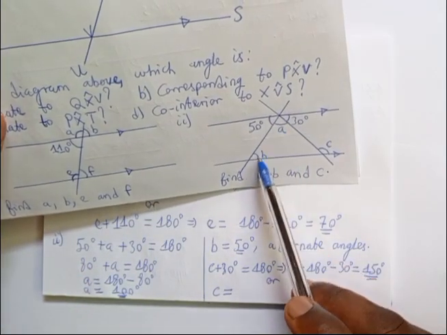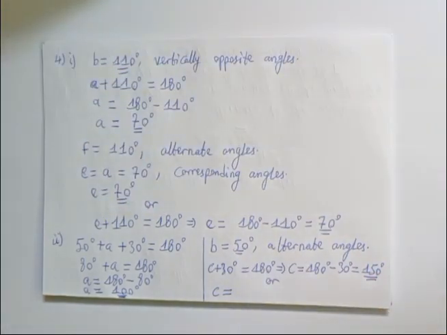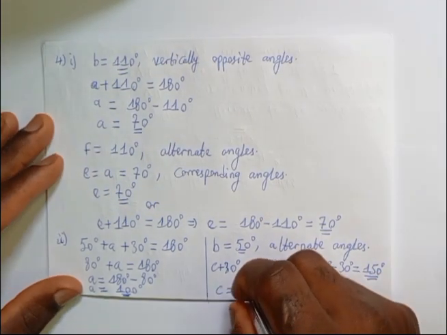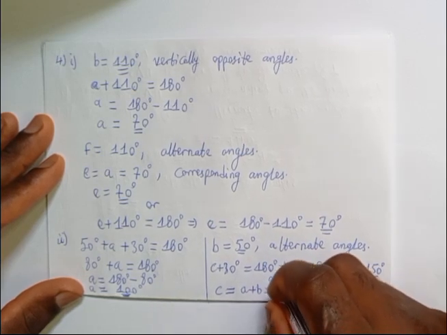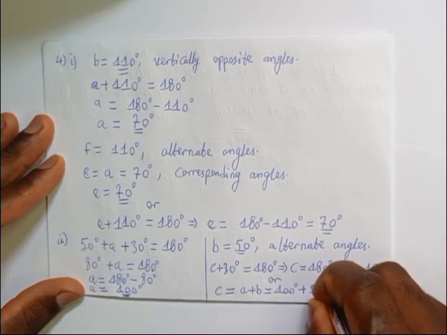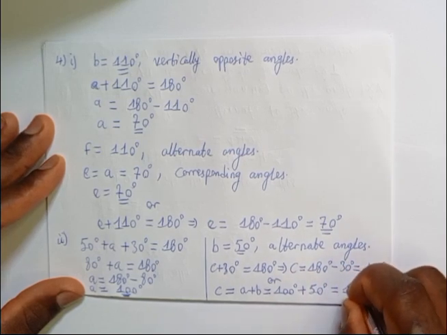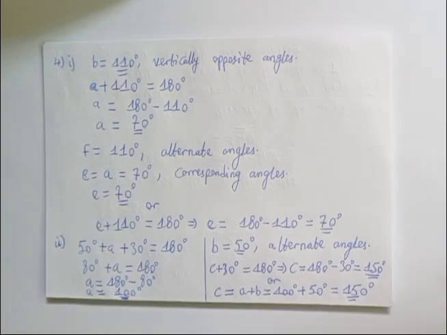Or the angle C will simply be equal to the sum of the two opposite interior angles of this triangle. That means A plus B, which is simply equal to 100 degrees plus 50 degrees, and this gives us 150 degrees, which is the same result. We are done with the exercises for application.